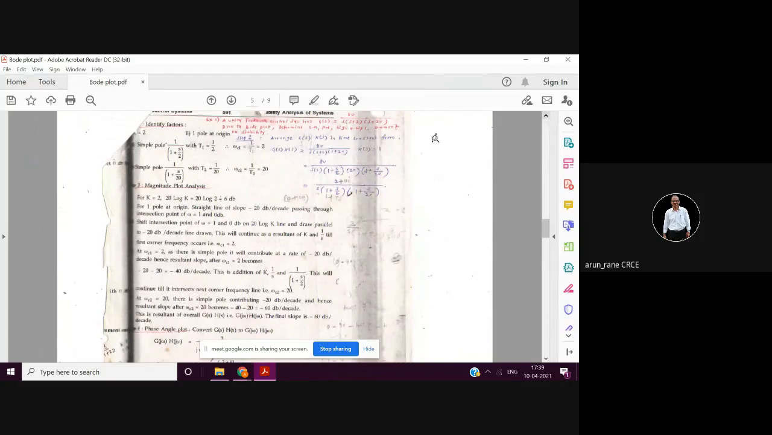This is a question. A unity feedback control system has G(s)H(s) equal to 80 upon s(s plus 2)(s plus 20). So draw the Bode plot, determine gain margin, phase margin, omega GC, that is gain crossover frequency, and phase crossover frequency, and comment on stability. Okay. So now you just have a look here whether you are understanding this.